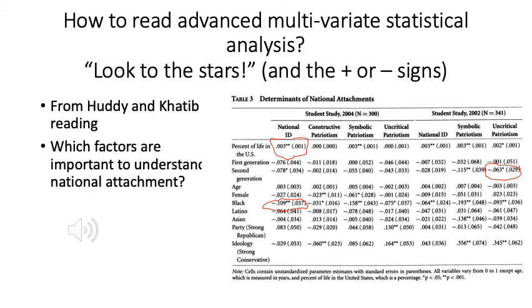Black, African American, and national identity. There is a statistically significant relationship between being black and having national identity. In this case, it's negative, which means that African Americans, blacks, have a less national identification compared to other ethnic groups. That's what that means. So again, don't get intimidated when you get an article that does regression analysis or multivariate statistical analysis. Look to the stars and look at the plus and minus signs.